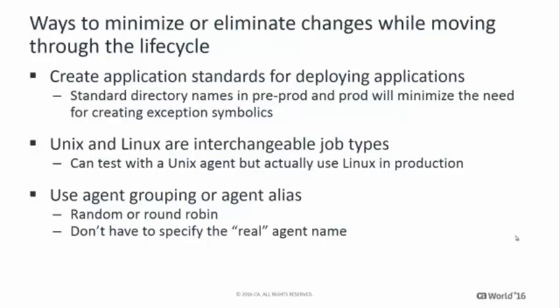Agent grouping or agent alias. If you're using random or round robin with it, you can create an agent group with the name of the application, and this was suggested earlier in the presentation, where you create an agent group. You could have one or many agents within the group, but if you put it as a group name, you don't have to worry about what the real agent names are behind the scenes, because you can do the random or round robin and not do CPU in that case.